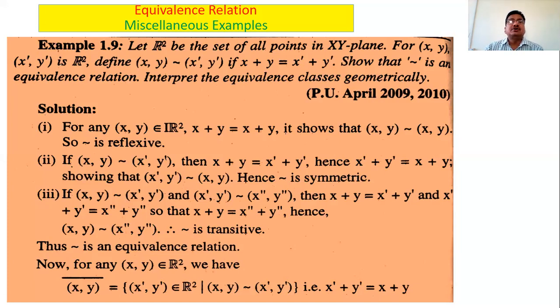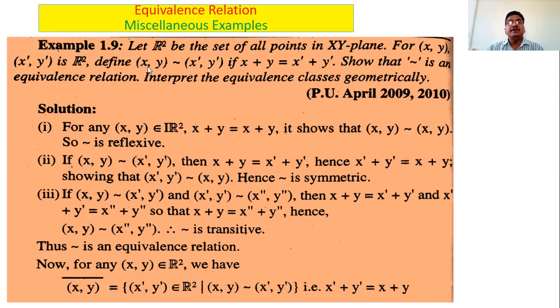Some more examples on equivalence relation. First example: let R square, that is R cross R. This set is R cross R, the set of all points in the XY plane. That is, this set contains ordered pairs. For example, (x, y) is an ordered pair, an element of R square. And (x', y') are two elements of R2.